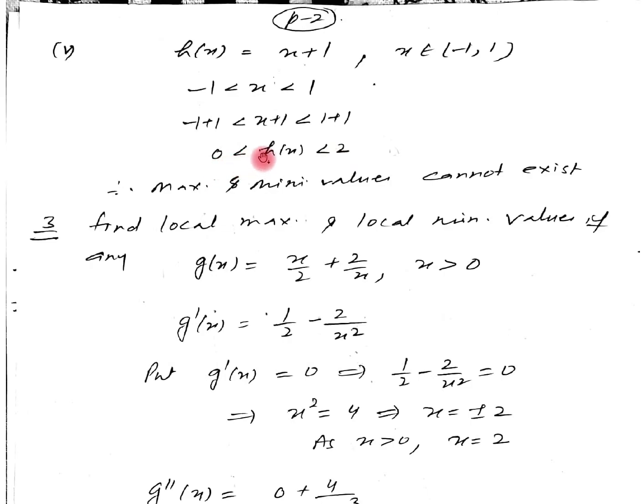Now the sign of equality is not there. We know h(x) lies between 0 and 2. It is an open interval. So we can say maximum and the minimum value cannot exist.